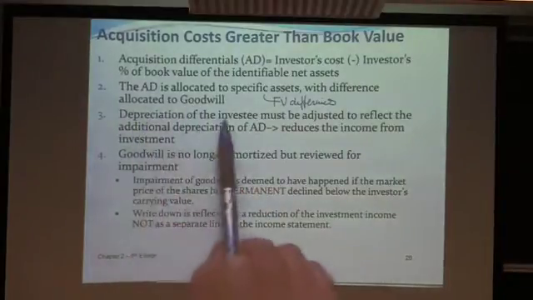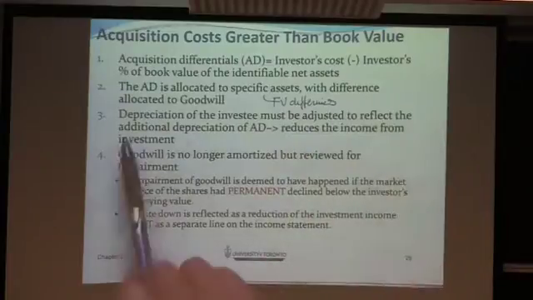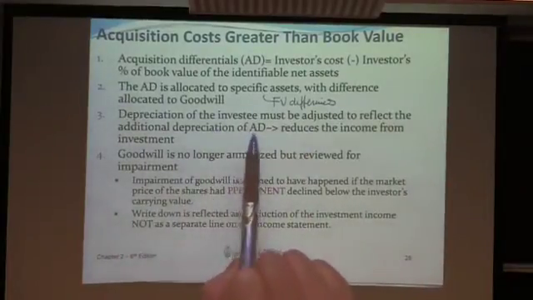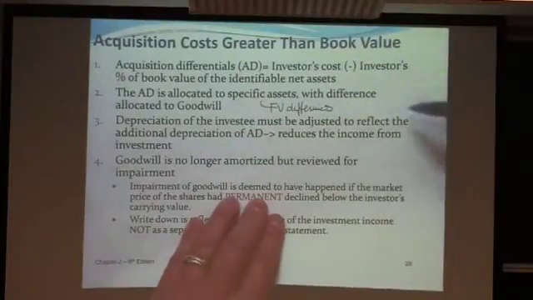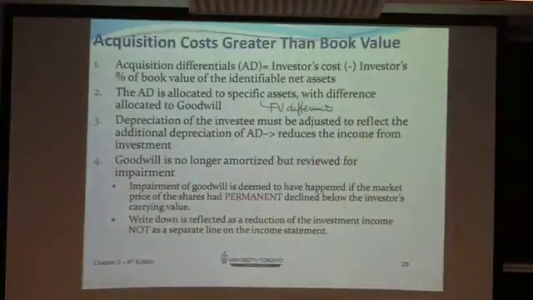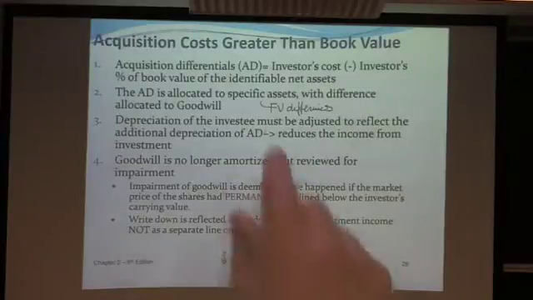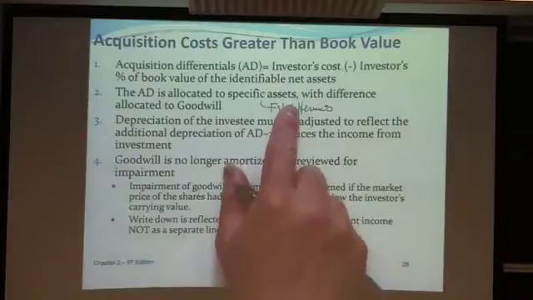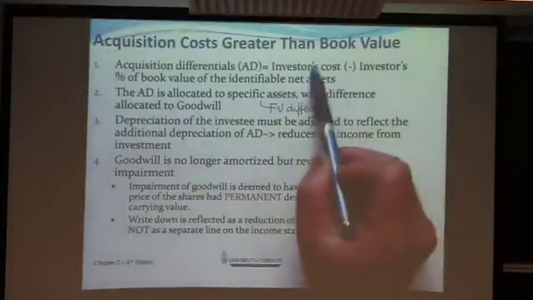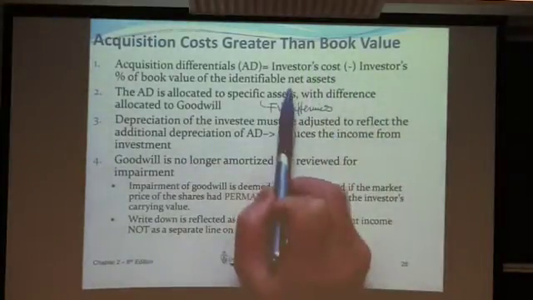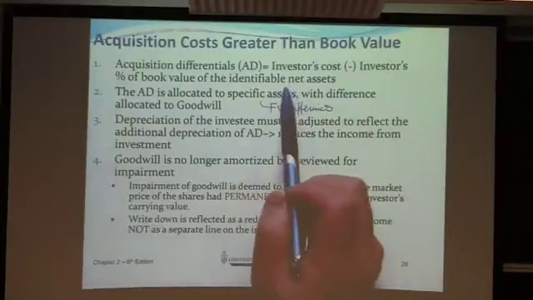Now, the depreciation of the investee must be adjusted to reflect the additional depreciation of the acquisition differential. So that's what this is. So we need to calculate the acquisition differential. Perhaps the investee, using historical cost method, would have recorded the equipment or building at original cost, less whatever amortization they've taken. Now, what happens is when we buy that 20% or 30% ownership, we're going to actually pay more than the book value because obviously the equipment or the building may have fair value greater than book value.